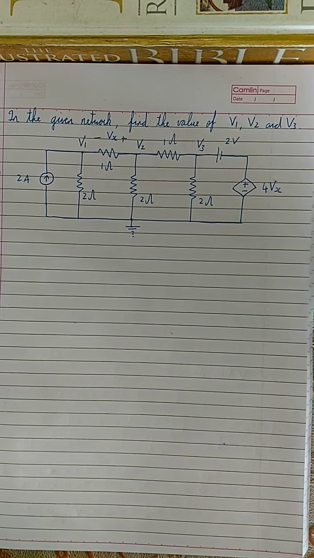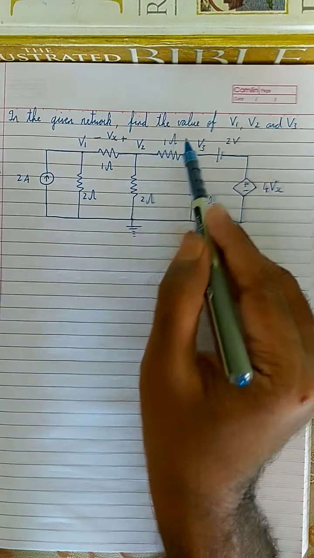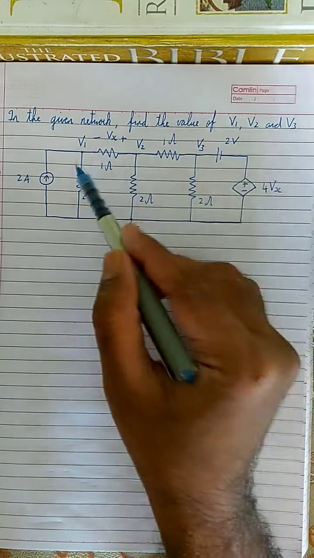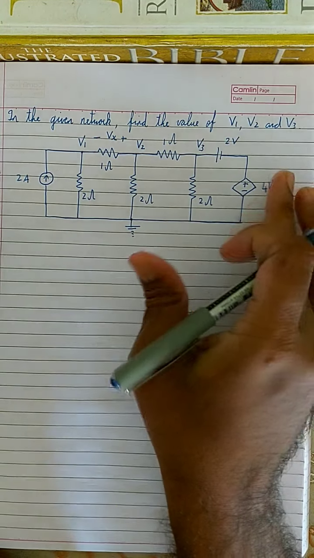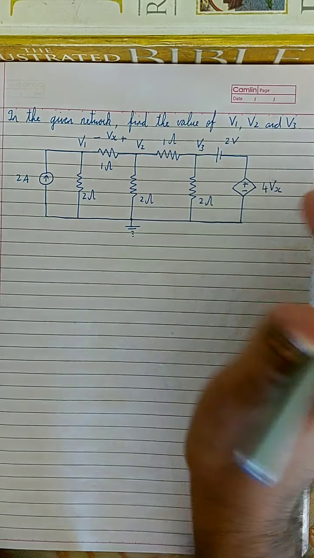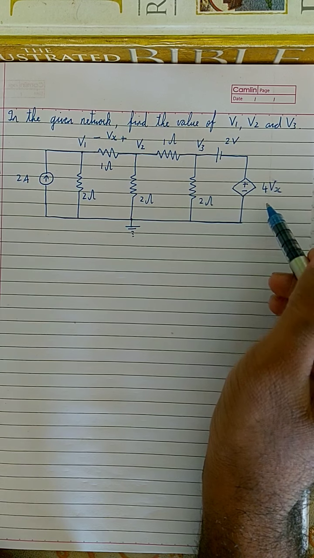Let's do the next question. Here the question is, in the given network, find the value of V1, V2 and V3. Okay, V1, V2 and V3. Right? And in this question, the only difference is that now there is a dependent source.